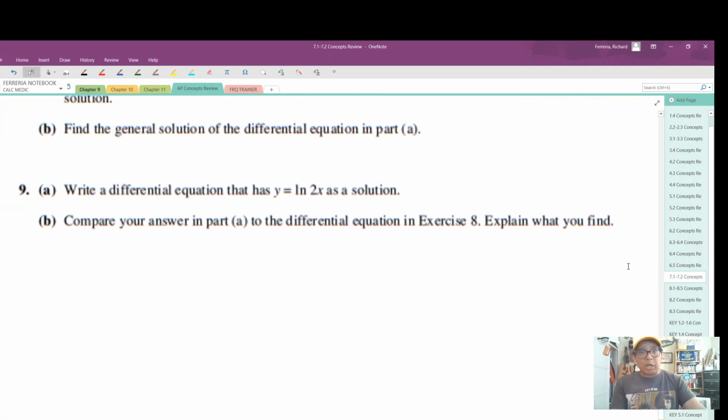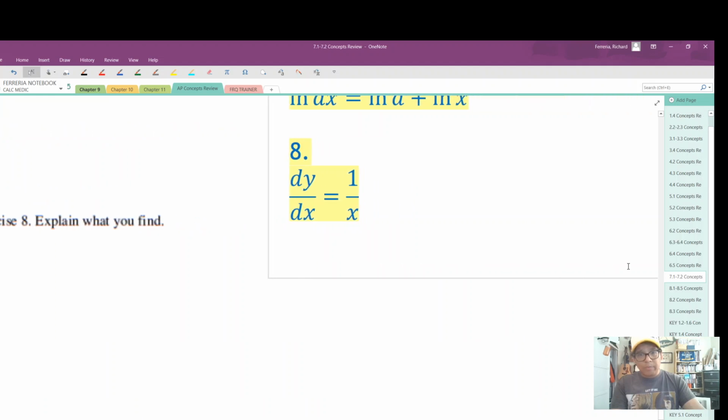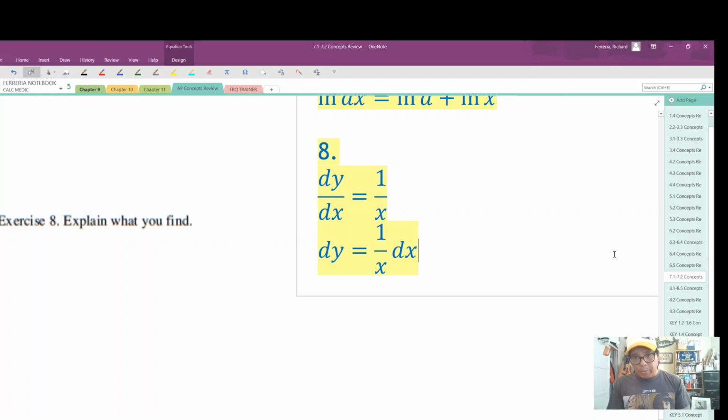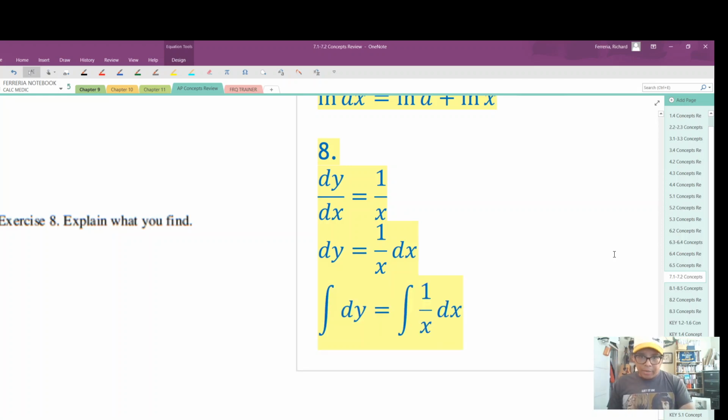Letter B, find the general solution to that differential equation. So let's find our general solution. First, we separate our variables. Then we take an antiderivative of the left side and the right side. The antiderivative of dy is y, and the antiderivative of 1 over x dx is the natural log of x. So there is my general solution.